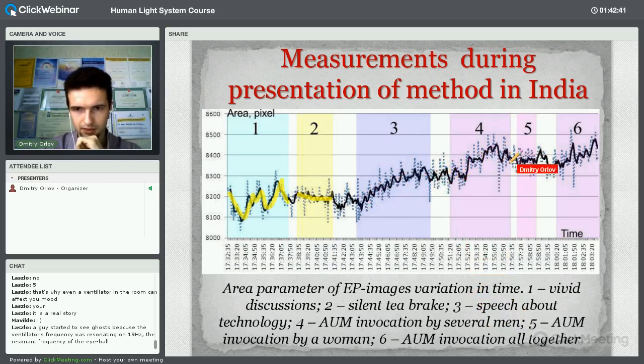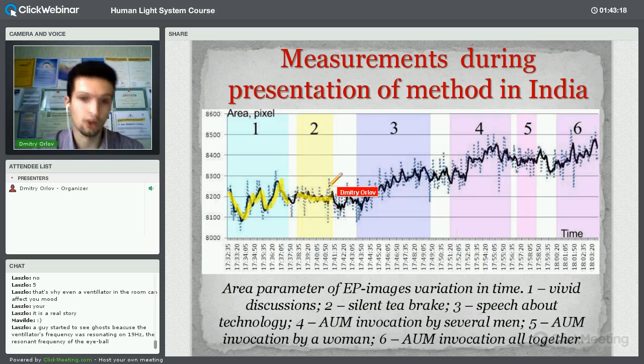Several men. So you see this number 4, and then a woman said, "Okay, let's make a comparison. I will sing Om alone without anybody," and you see that again, while a woman was singing Om, that was almost one smooth line. So the variability, the deviation of the signal was lower in this period of time. And then when all together, it's also a different signal.